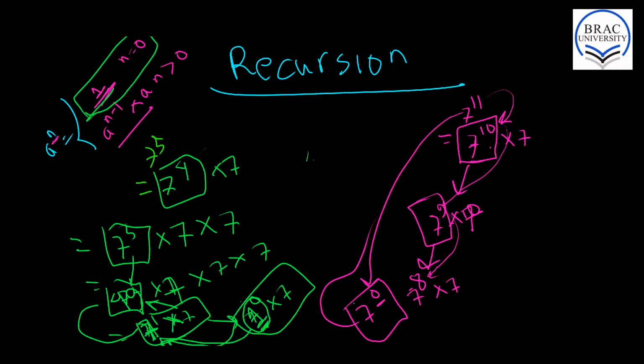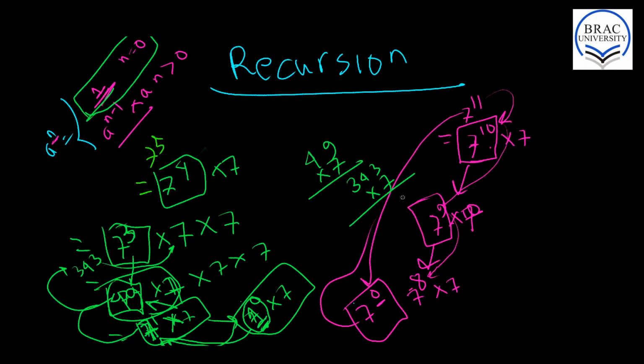49 into 7, which is 49 and 7, returns 343 here. So we have found that 7 to the power 3 is 343. So we multiply 343 with 7. So we find that 7 to the power 3 is 343.